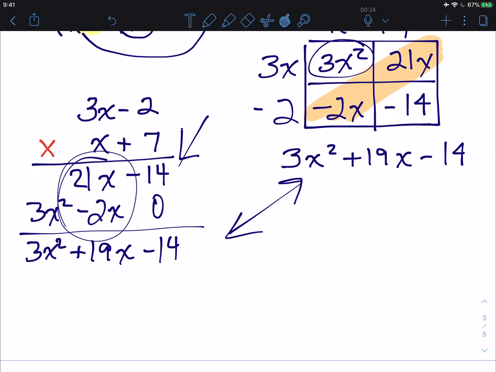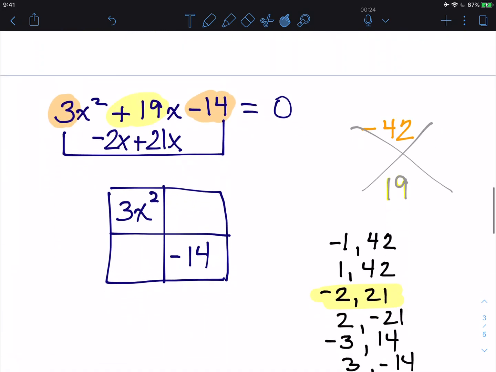But when you're factoring, you don't know what that magic pair is. All you have is this initial equation. So you're trying to figure out what that pair is. So now we're going to put, and it doesn't matter whether you put the negative 2x here and the positive 21x here, or you can reverse it. Either way works.